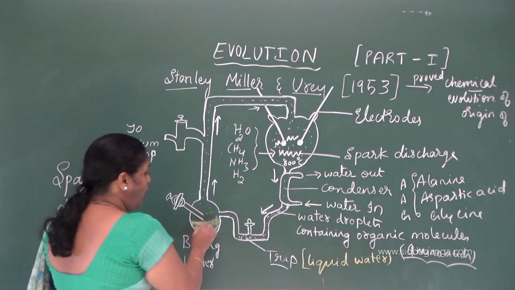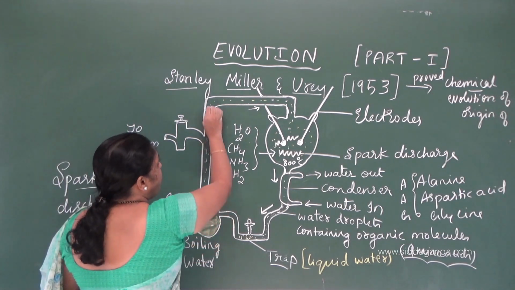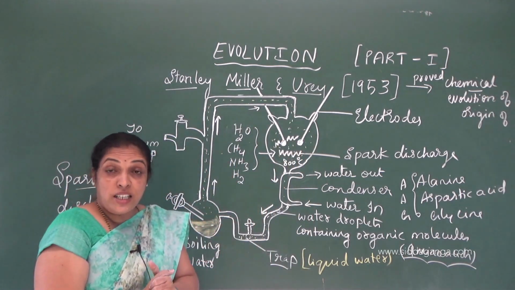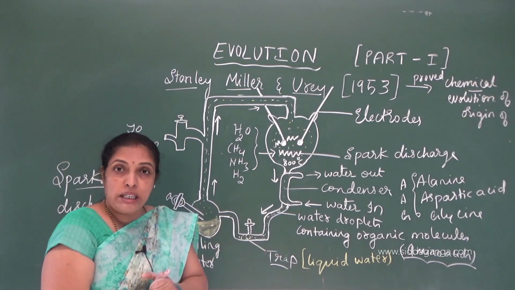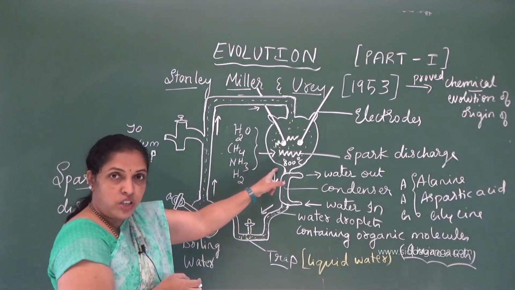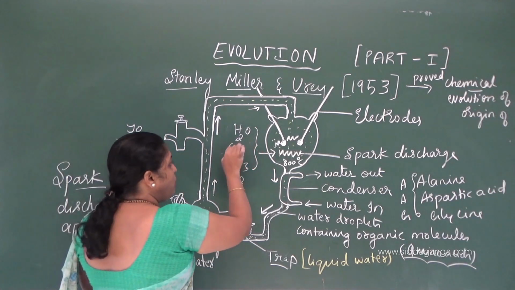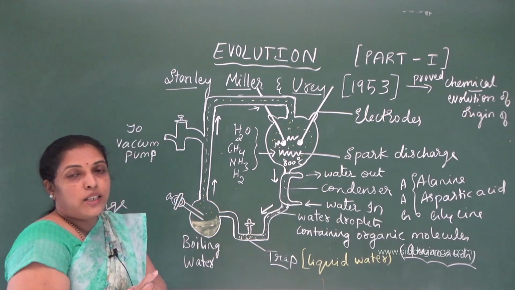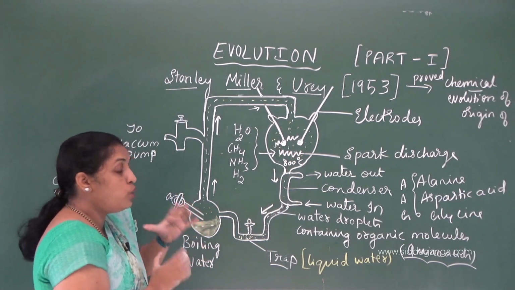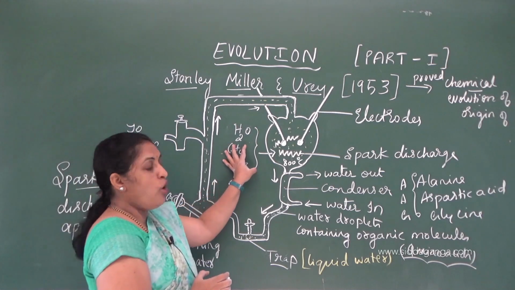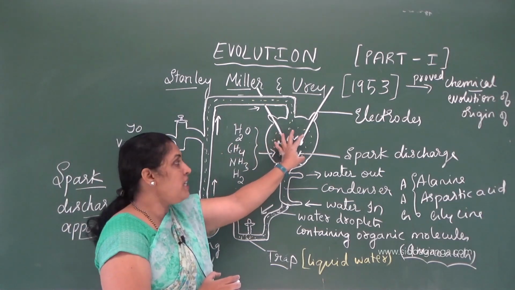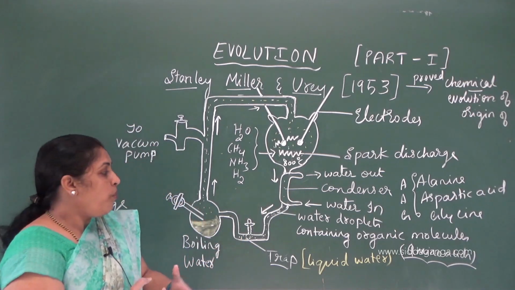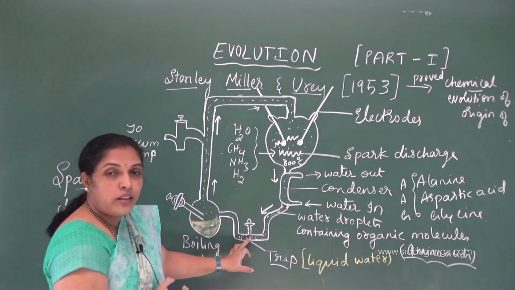So the boiling water introduces water vapor into this chamber, electrodes provide the lightning and thundering effect, and also help to maintain high temperature, nearly 800 degrees Celsius. To this chamber they will introduce methane, ammonia and hydrogen. They left this setup for 2 to 3 weeks, and during that period all these inorganic molecules reacted in these conditions, and they are condensed, cooled and collected in the trap.